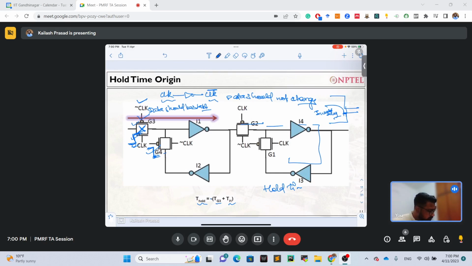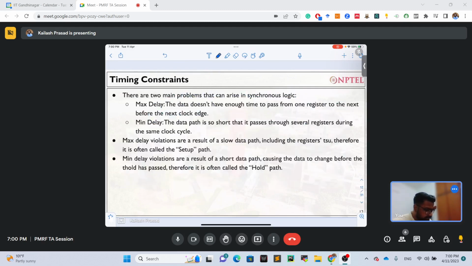Okay, so coming back to this now, once we understand the setup and hold time, we have to define two problems that actually occur in the synchronous design. The first one is what we call max delay. Max delay means the data does not have enough time to pass from one register to the next before the next clock edge.